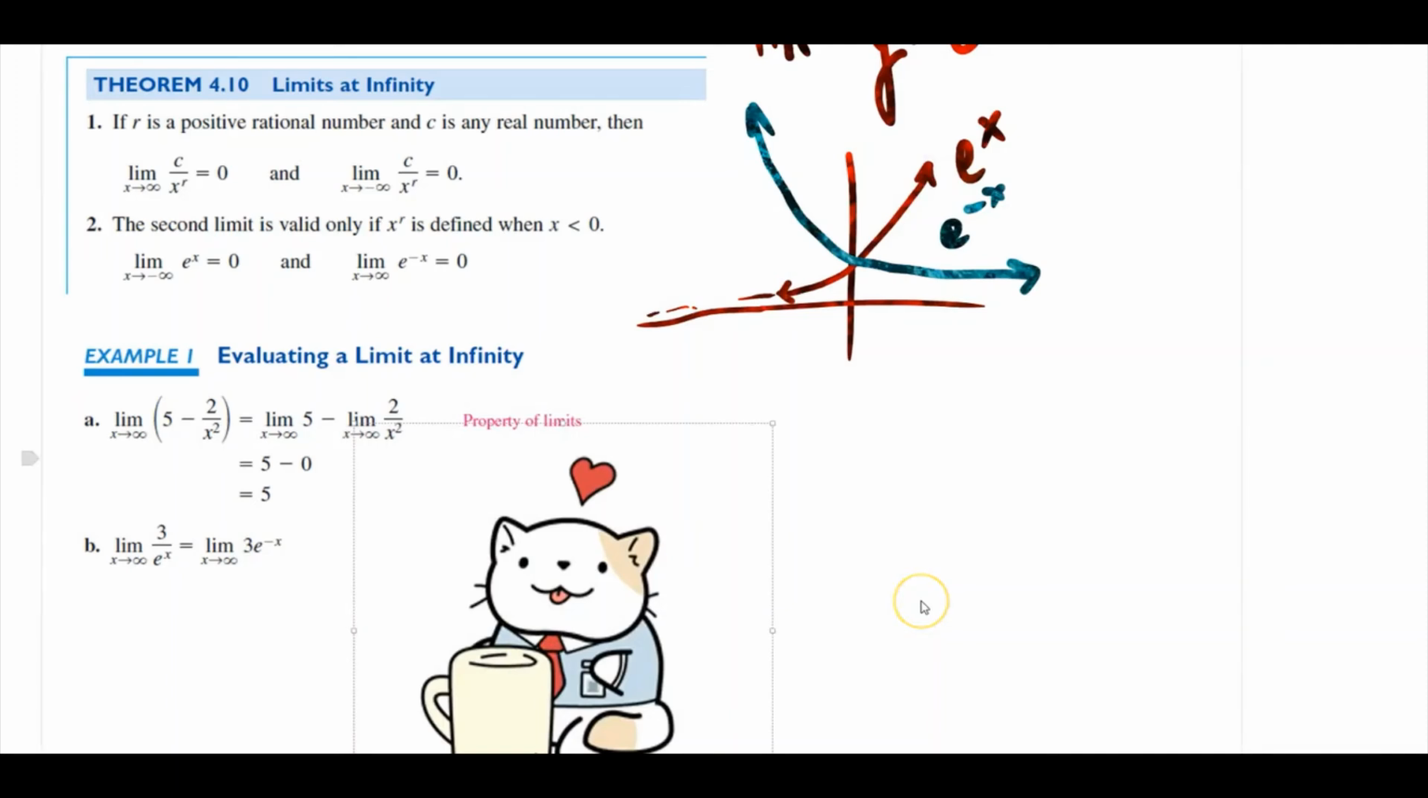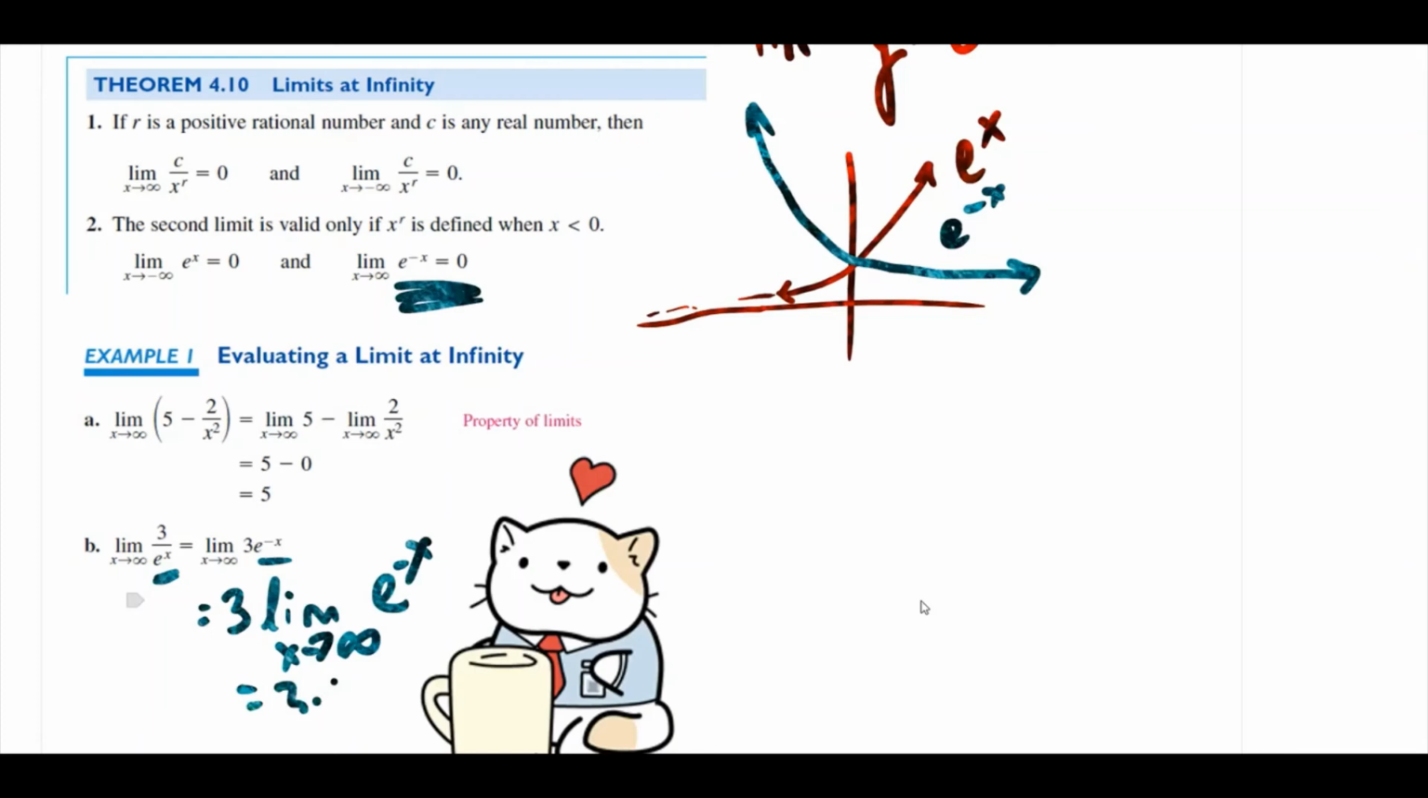We can also rewrite this as e to the negative x, right? Because the denominator we can rewrite with a negative exponent. But for this, we're going to get out 3 times the limit as x approaches infinity of e to the negative x. We know that's 0. So what do we get? 3 times 0, which is equal to 0.